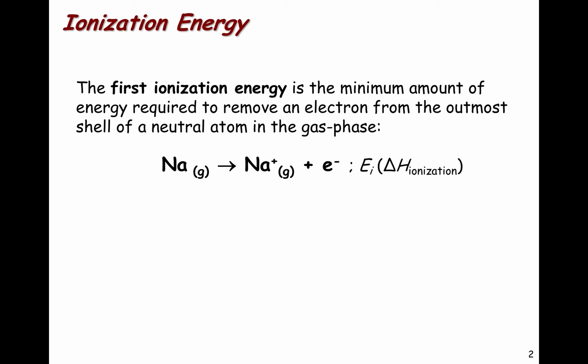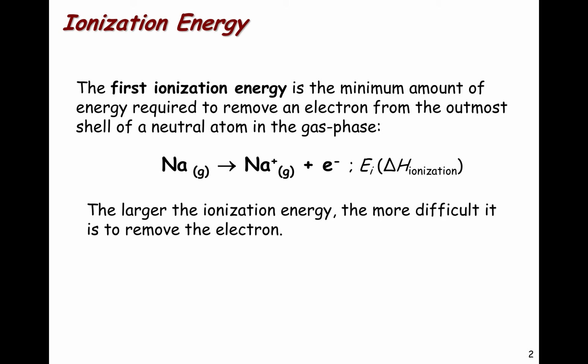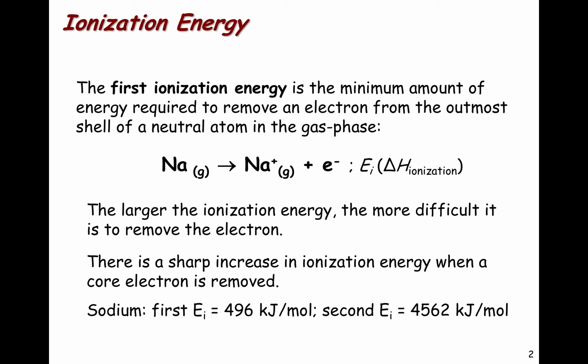So, as an example, the first ionization energy for sodium is 496 kilojoules per mole of sodium ions in the gas phase, whereas the second ionization energy is 4,562 kilojoules per mole, quite a bit larger because of the removal of an electron from one of the core, inner shells.